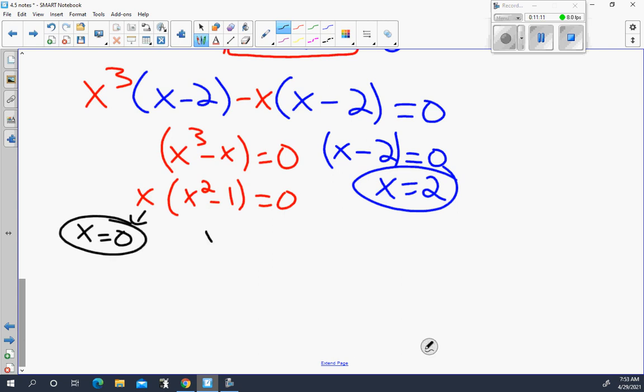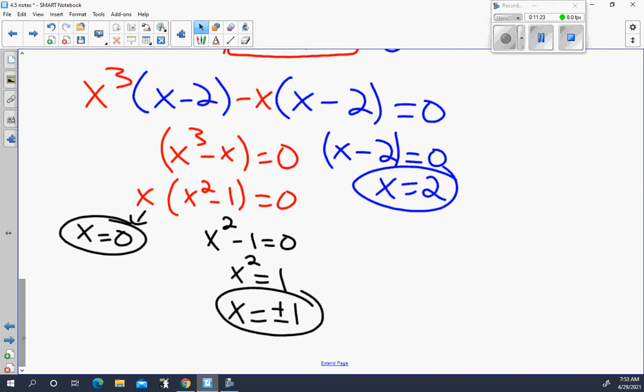Then I also have x squared minus 1 equals 0. So x squared equals 1. x equals positive or negative 1. Four different solutions there: 2, 1, and negative 1, and 0. Okay, do not forget about the zeros.